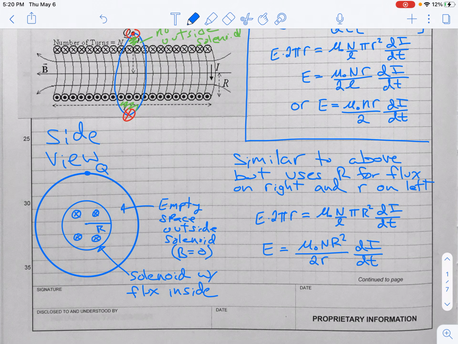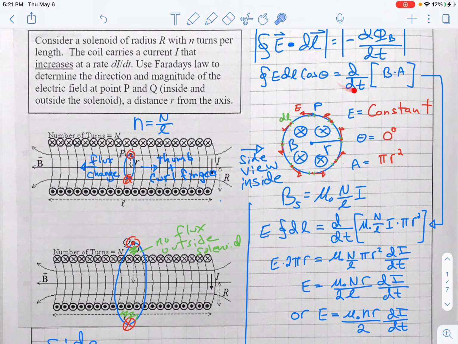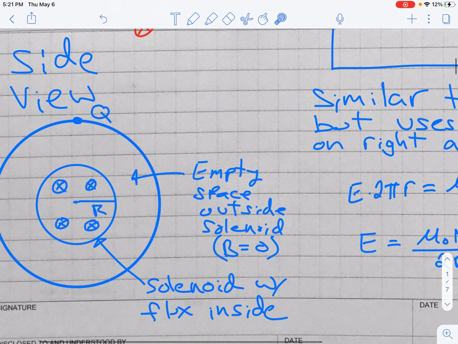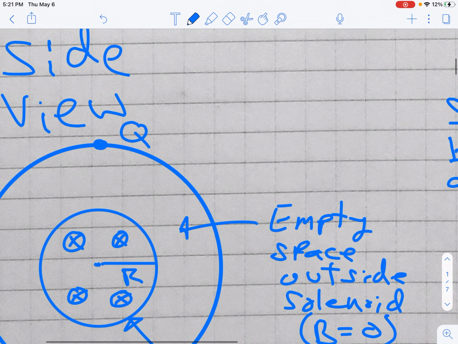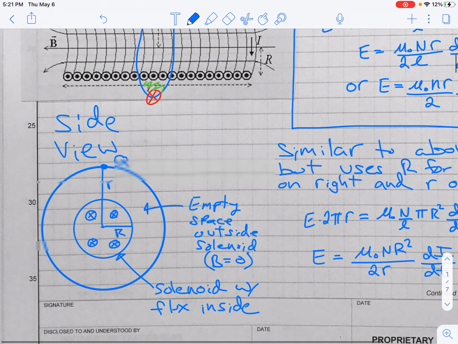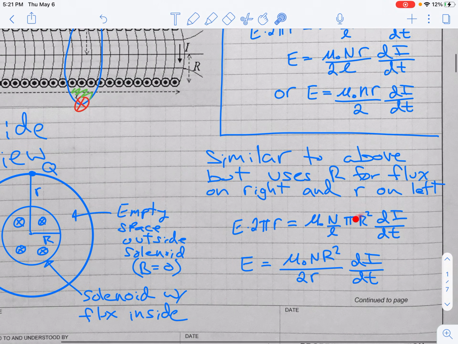So it's similar to what we did just above, but for the flux, the area, when we're looking at this part of it here, B times A, for A, we don't use the full area. We're going to use pi big R squared. And then this point here is at little r. And so for the electric field, we use little r, but for the flux, we use big R.